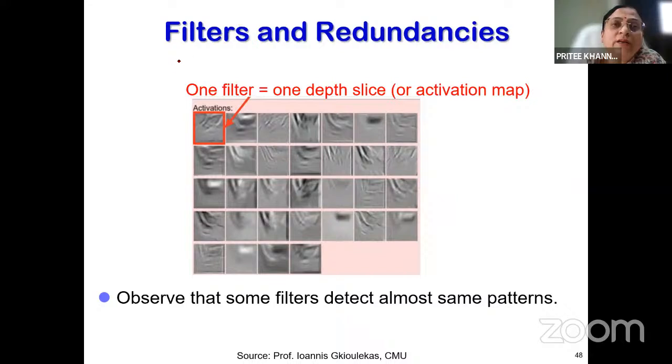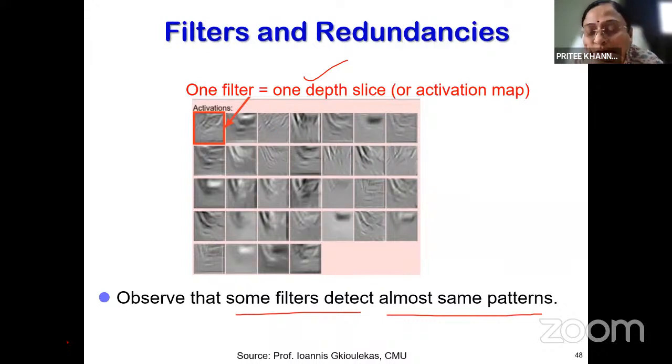As I told you, one filter will give you one depth slice. But if you look at these 32 filters, you must be able to observe that some filters detect almost the same patterns. You can see the same sort of patterns here. It means the number of filters can be excessive, and that can lead to redundant information.